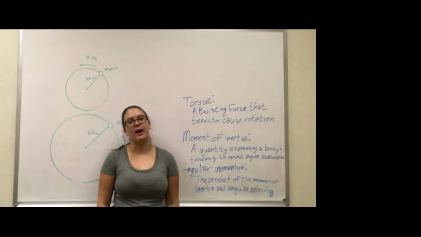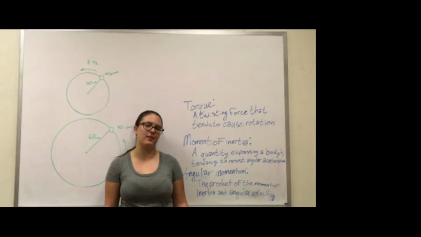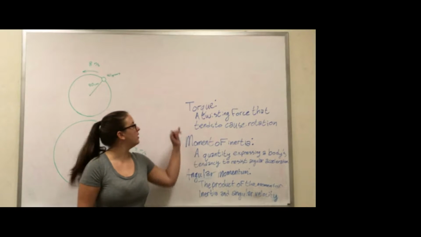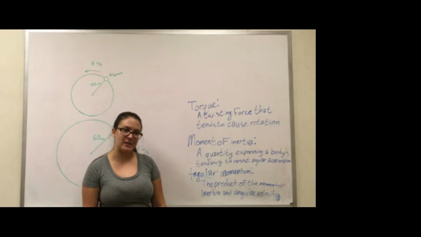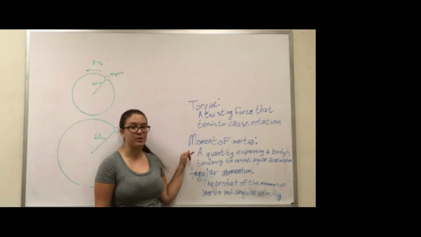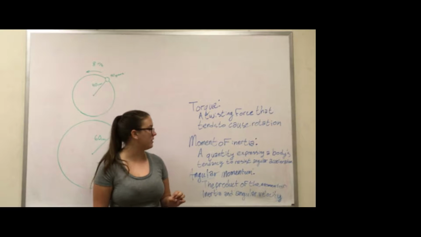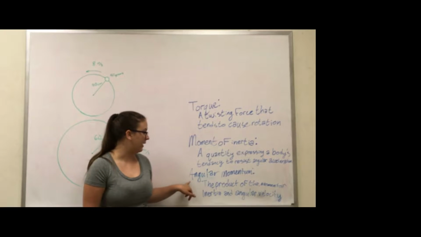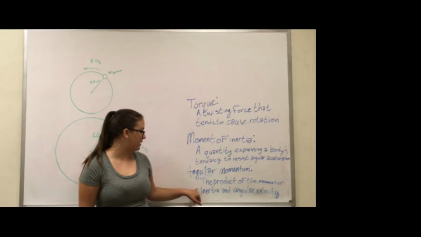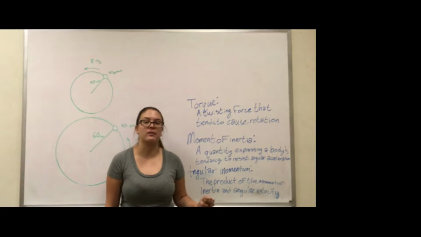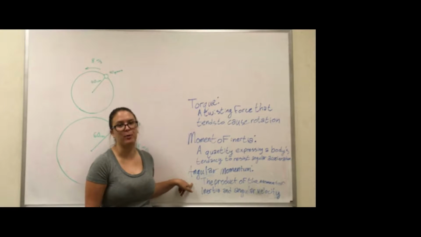My name is Maddie. I want to start with giving you a little introduction to a couple of key definitions that you're going to need to understand the things in this module. The first one is torque, which is a twisting force that tends to cause rotation. The next one is the moment of inertia, which is a quantity expressing a body's tendency to resist angular acceleration. And the third one is angular momentum, which is the product of the moment of inertia and angular velocity. The problem we're going to be doing is focusing mostly on moment of inertia and angular momentum.